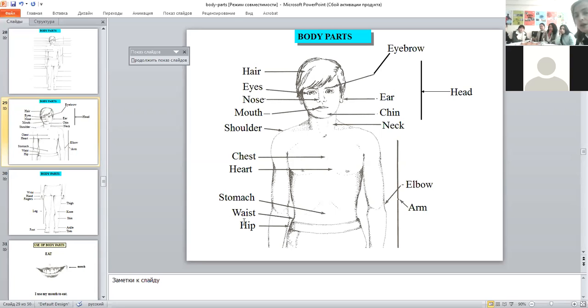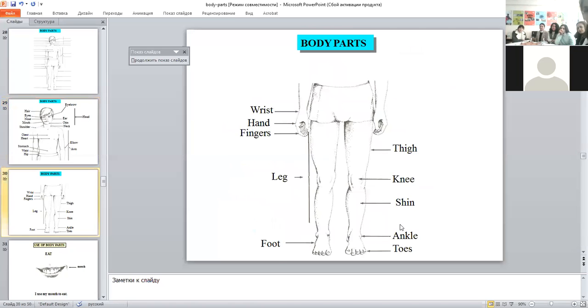So this part is called a waist. Waist. What about this part? This is called a hip. Hip. Okay, and what about this part? This part is called elbow. And as for this part, it is called an arm. An arm. And then this part is called hand. And as for these ones, fingers. And we will continue. This is a wrist. And this is a hand. And these are fingers.